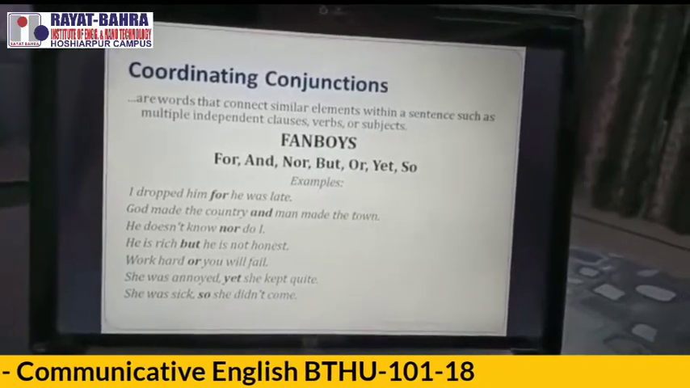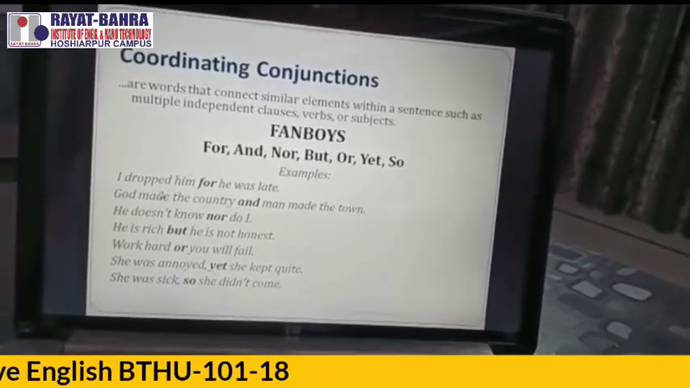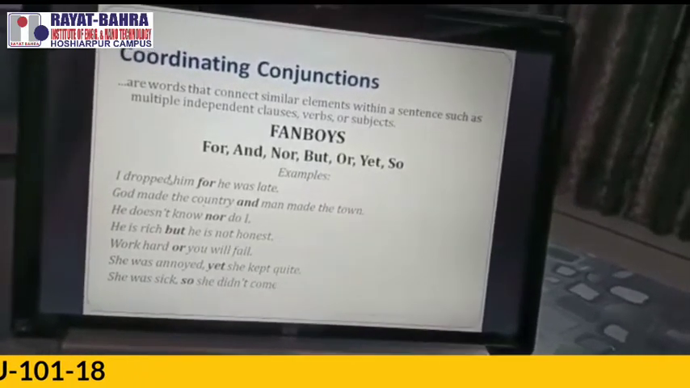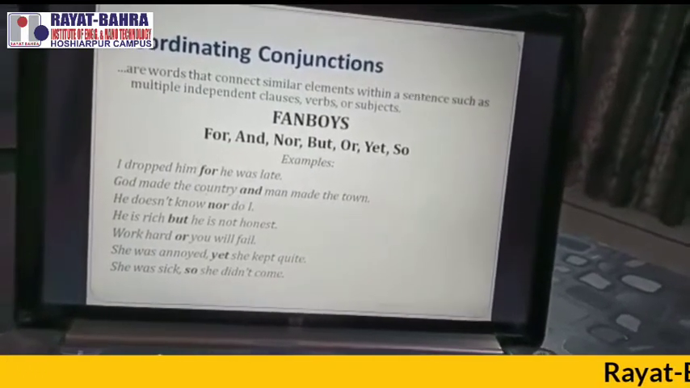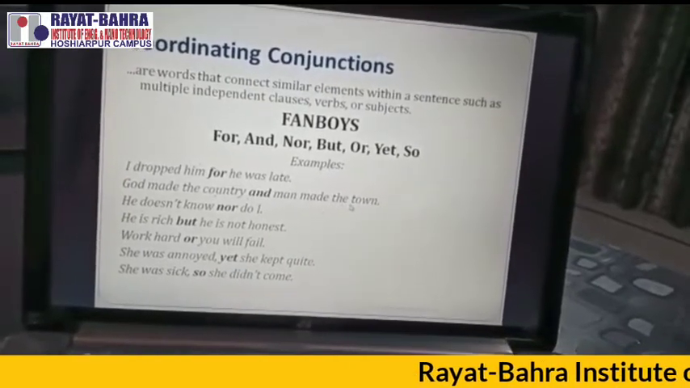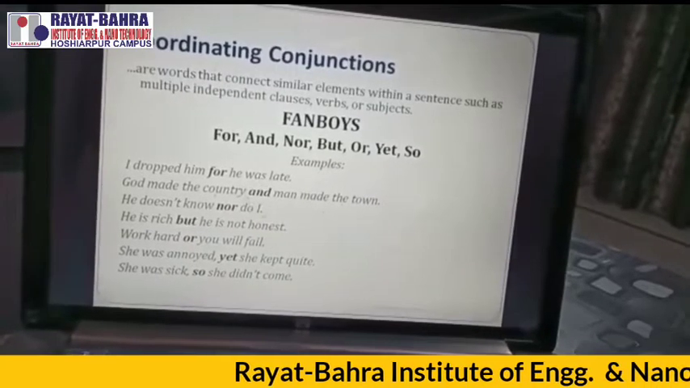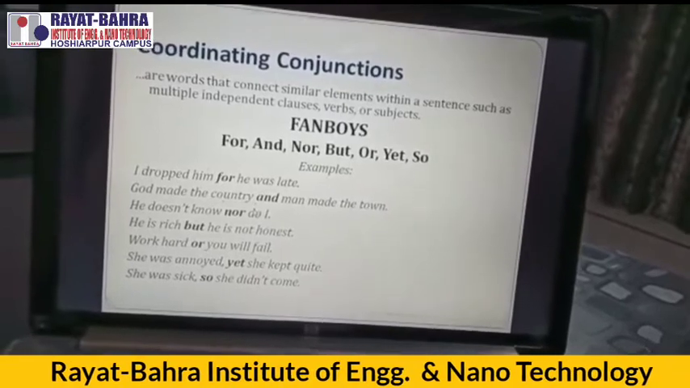Now look at these sentences. I dropped him for he was late. I dropped him, he was late. Both are complete in their meaning, so they are independent clauses and they have been joined by the coordinating conjunction for. God made the country and man made the town. Now these two independent clauses have been joined together by one coordinating conjunction, that is and.